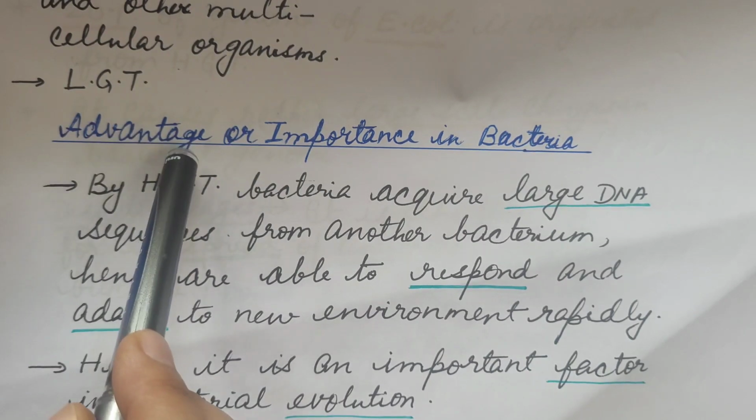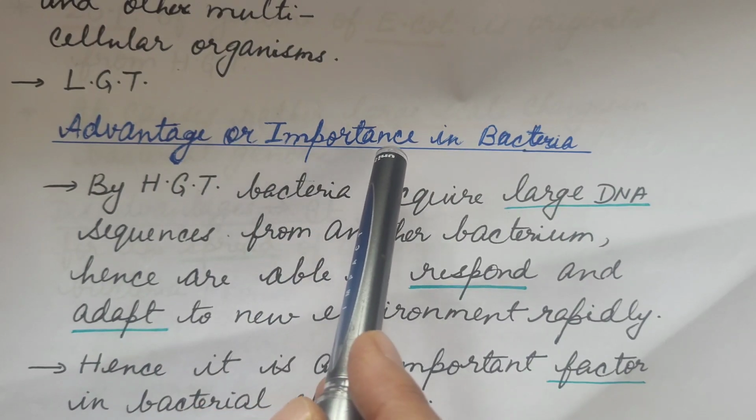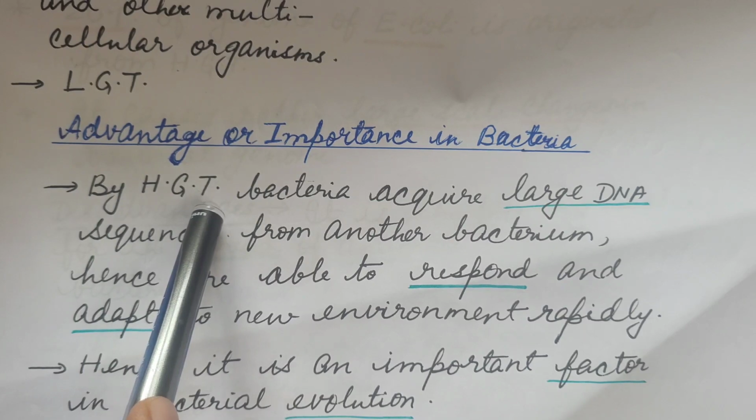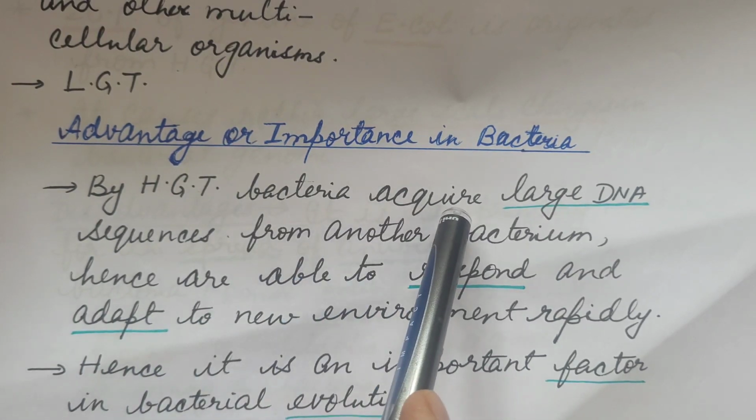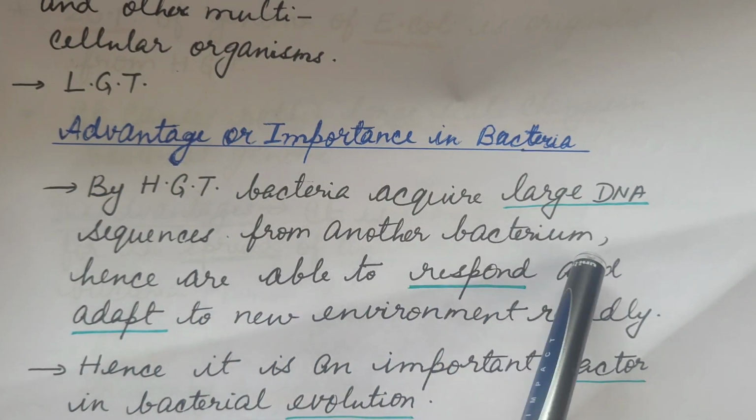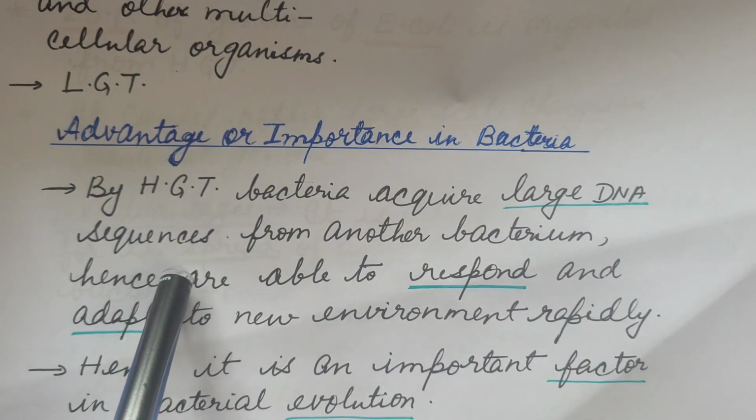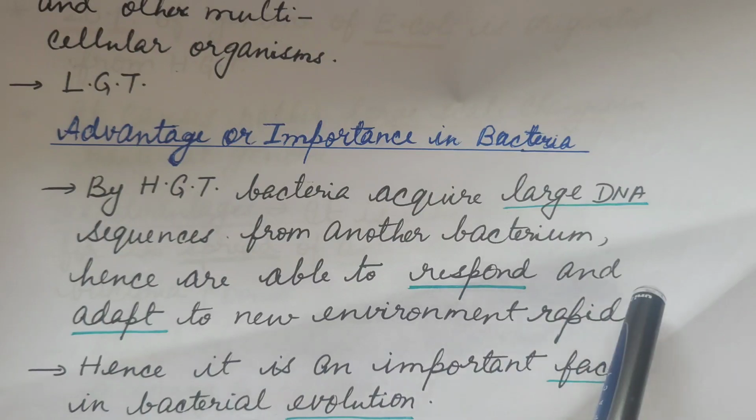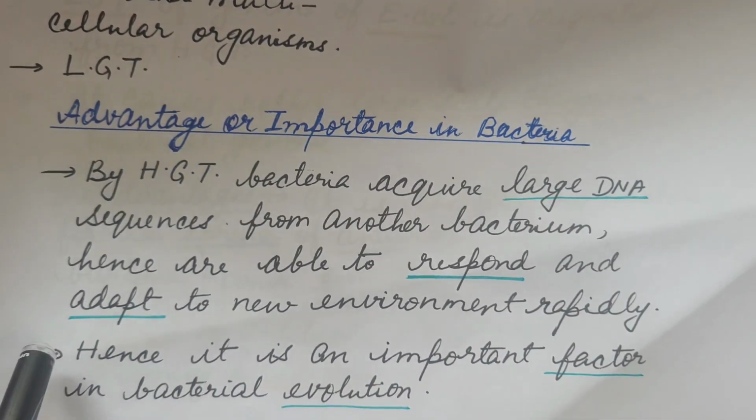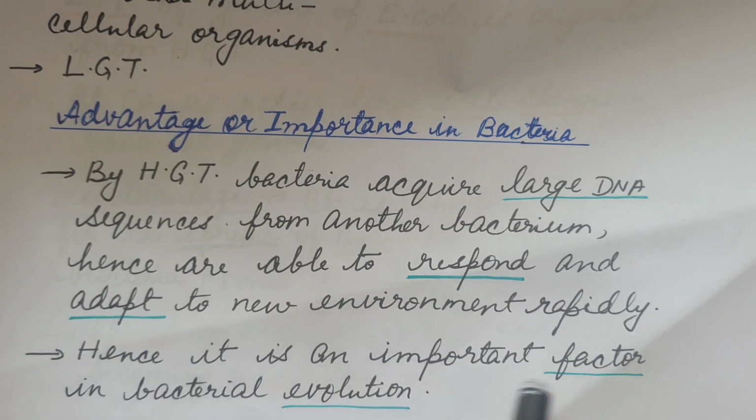First of all, advantage or importance of horizontal gene transfer in bacteria. By horizontal gene transfer, bacteria acquire large DNA sequences from another bacterium. Hence, recipient bacteria are able to respond and adapt to new environment rapidly. So what we can say, it is an important factor in bacterial evolution.